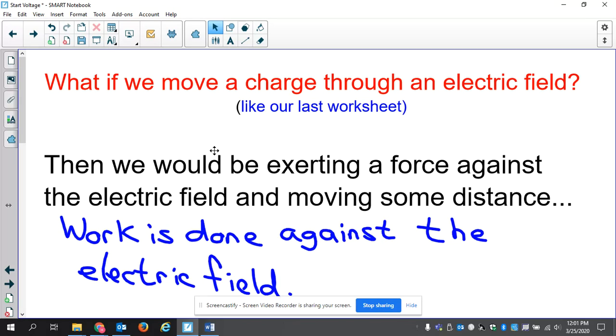Like in our last worksheet. This is actually referencing the very first worksheet that I'm putting up on Canvas for this stuff. I would recommend that you do that worksheet before you look any further at the notes. If you haven't done that worksheet yet, just take a minute, press pause on this, and go back and try that worksheet, because the whole point of that worksheet is to emphasize the idea that you really understand energy in electric fields, which is essential for voltage.